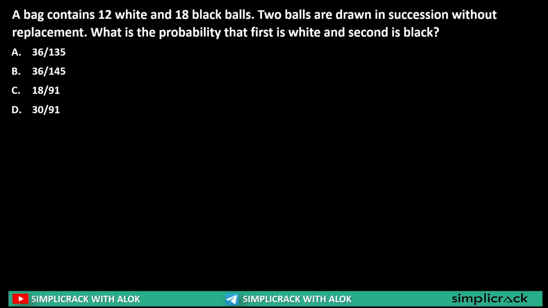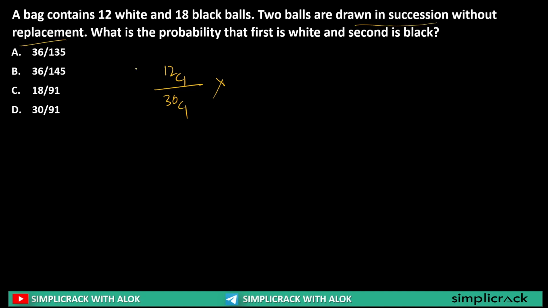A bag contains 12 white and 18 black balls, right? Two balls are drawn in succession without replacement. Clear? What is the probability that first is white and second is black? Now, first ball is white. So 12C1 out of 30C1, because total number of balls is 30, multiplied by the second ball. See, drawn in succession without replacement.